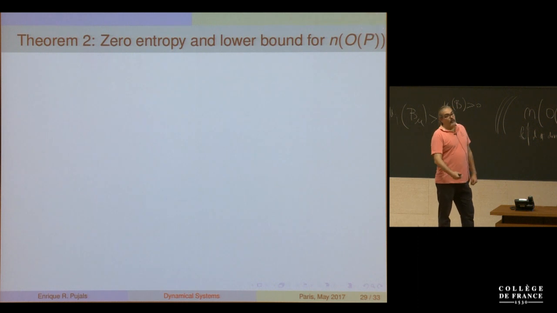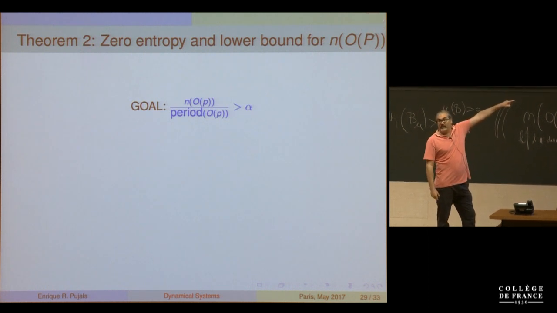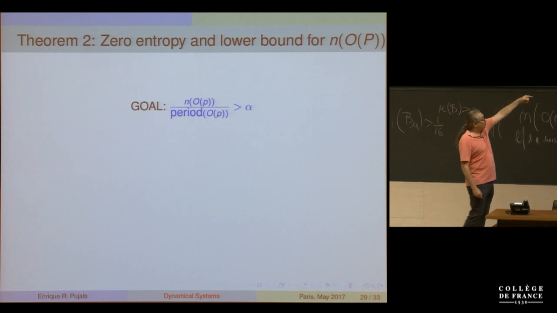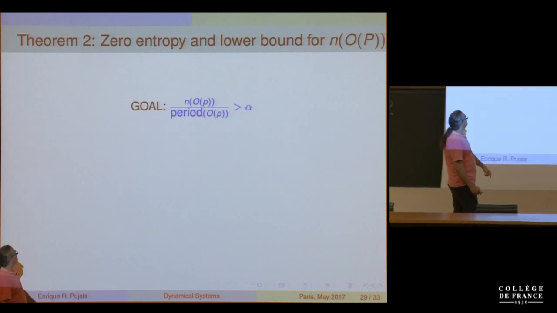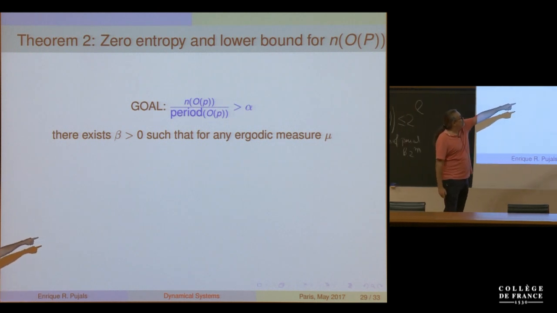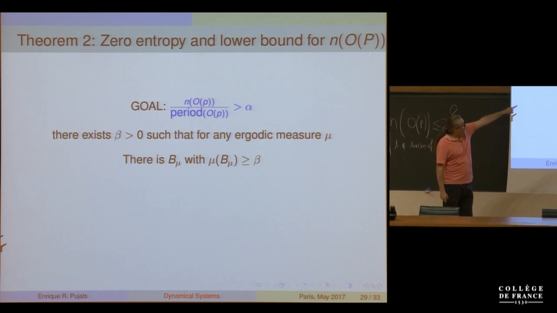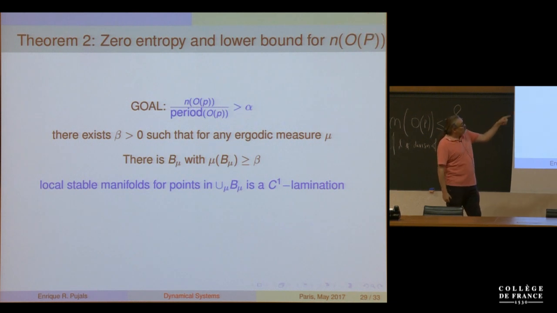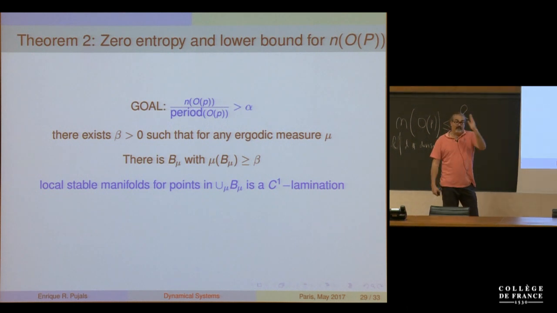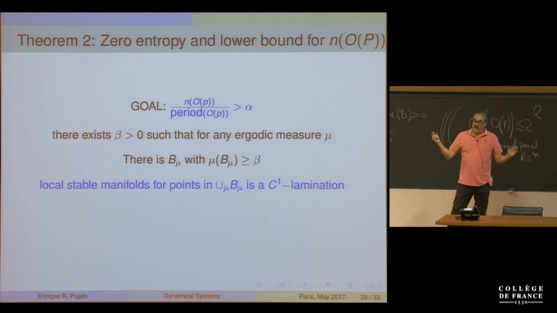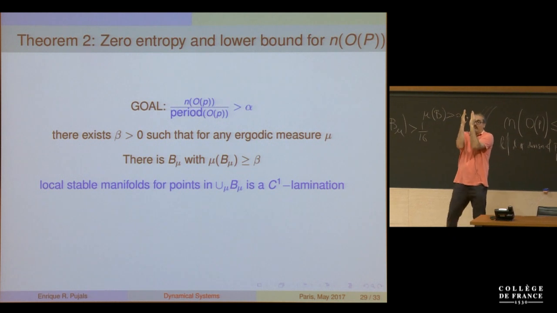So what happens with the lower bound? And this is related to the dissipativeness. So the goal is to have this property, that there exists this alpha, such that the number of totally ordered subsequences divided by the period is larger than alpha. And this is exactly this. There exists beta such that for any ergodic measure mu, there is a set of measure larger than or equal to beta, such that all the local stable manifolds of the points in the union of these hyperbolic blocks form a C1 lamination. It's not in the whole set, you just take the hyperbolic blocks, you take the union, then you have a C1 lamination. But with a C1 lamination, stable manifolds start to look parallel.